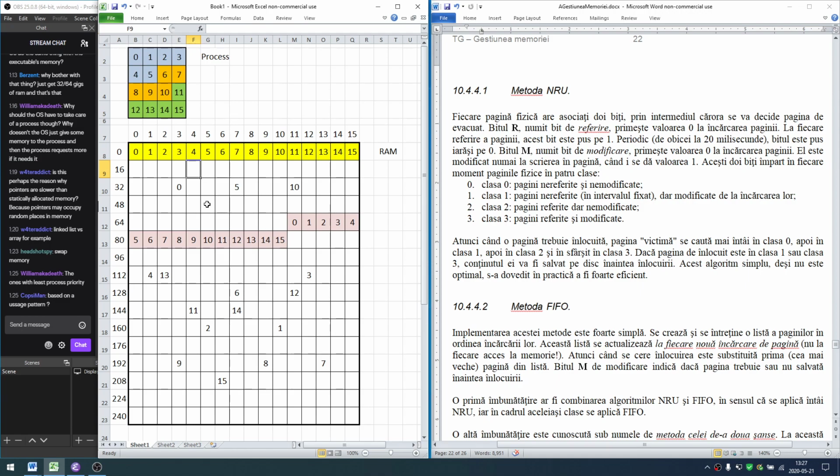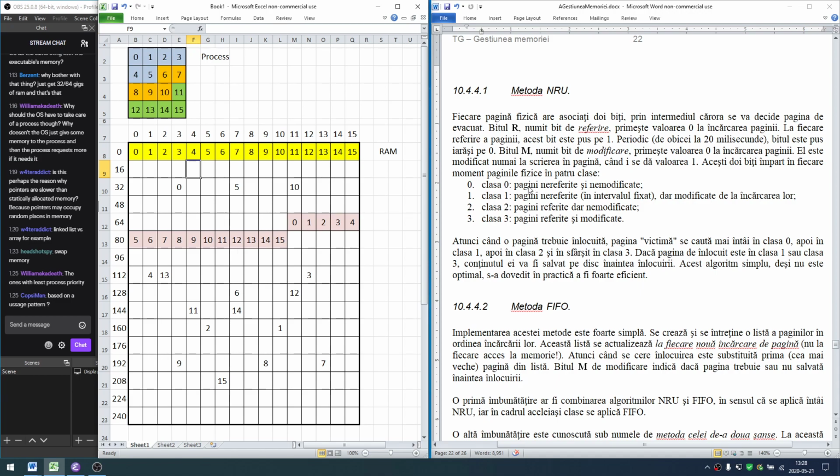Every now and then, periodically, these bits get reset to 0. And then, every time the page is accessed, we put them to 1. If the page is read, we flip one of the bits to 1. If the page is written, we flip the other one to 1. So we'll end up with 4 classes of pages.